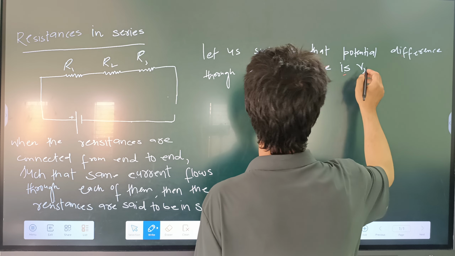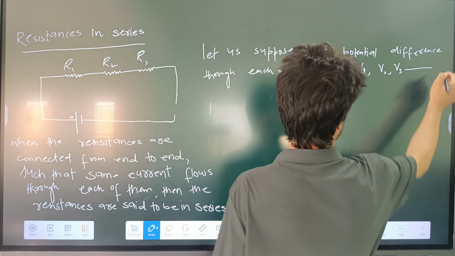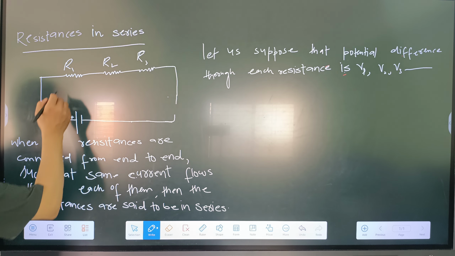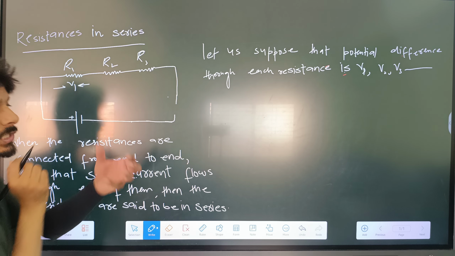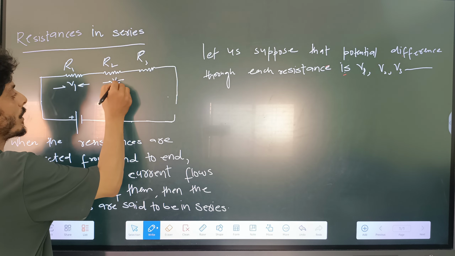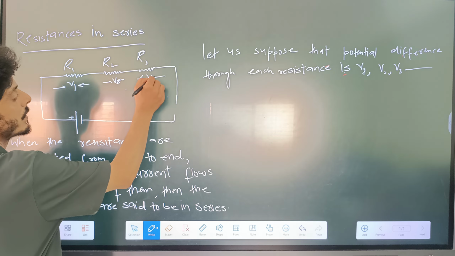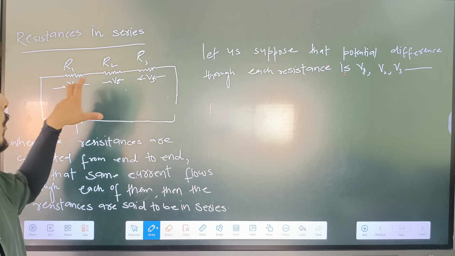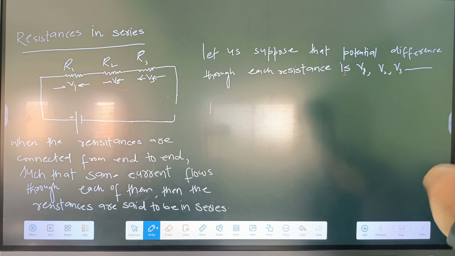Let us suppose the potential difference across resistance R1 is V1, across resistance R2 is V2, and here it is V3. So the potential differences across resistances R1, R2, and R3 are V1, V2, V3.